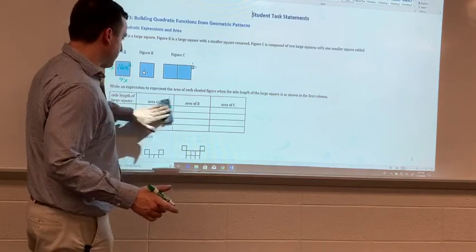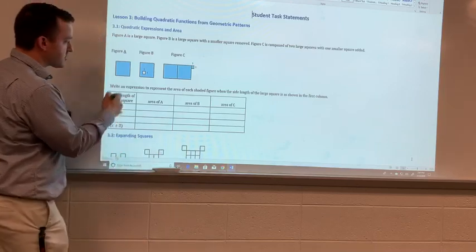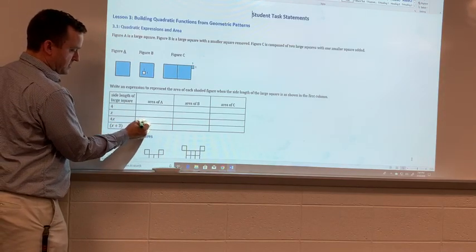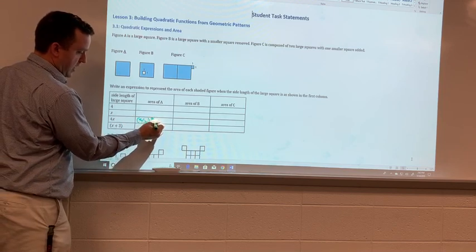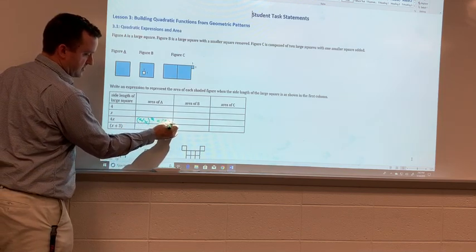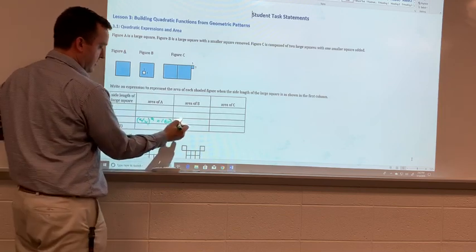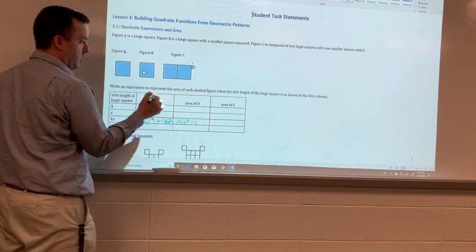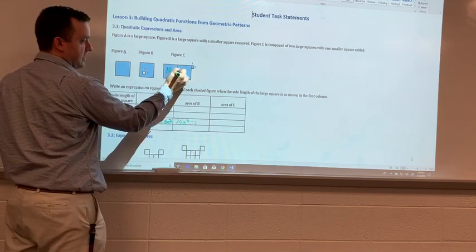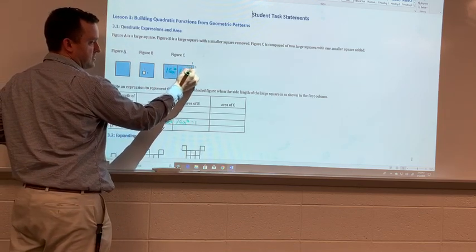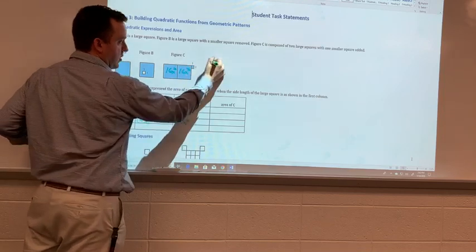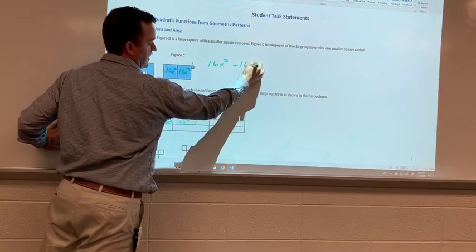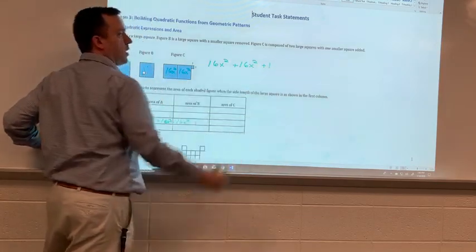Oh, and I'm sorry, I actually made a mistake there. Let me go back. The first one here, it's going to be 4x squared, which is 16x squared. And then for B, it's going to be 16x squared, but I minus the 1. And then here we have 16x squared and 16x squared. So I have 16x squared plus 16x squared, and then plus a 1.